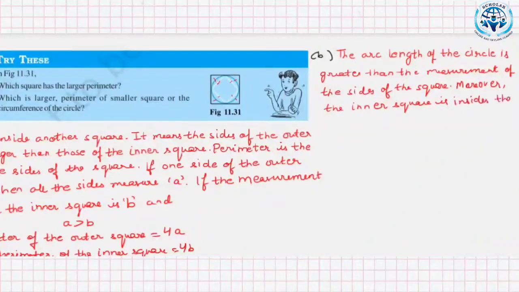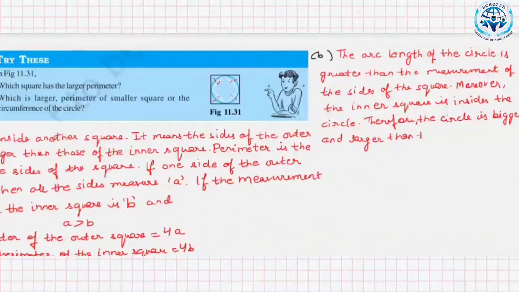Students, do you know what the arcs of the circle are? The bluish portion outside each side of the inner square is the arc. That means the 1/4 part of the circle. Outside each side of the square is the arc. And this length is greater than each side of the square.